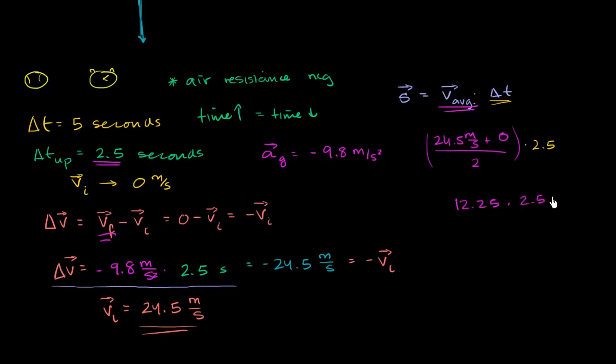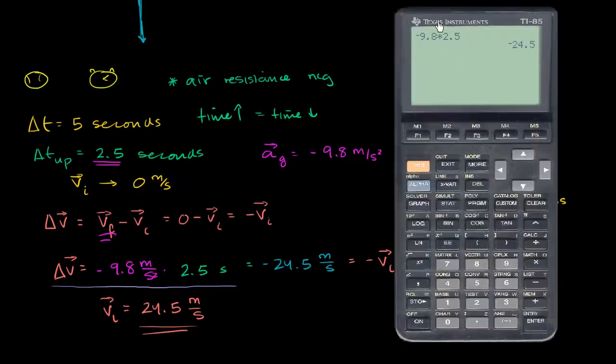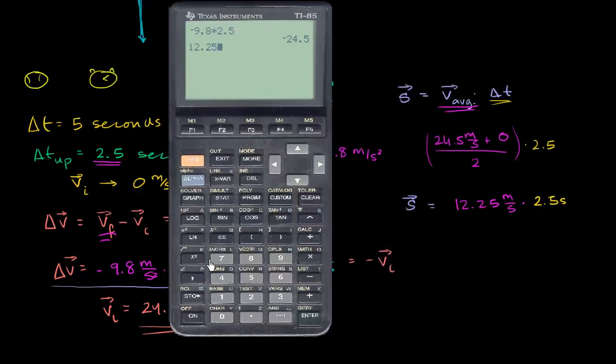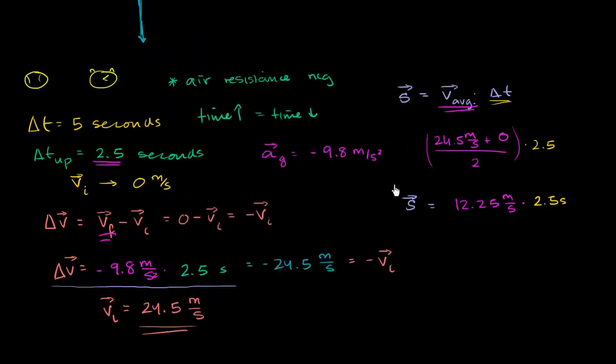2.5. And remember, this right over here is in seconds. Let me write the units down. So this is 12.25 meters per second times 2.5 seconds. And just to remind ourselves, we're calculating the displacement over the first 2.5 seconds. So this gives us, I'll get the calculator out once again, 12.25 times 2.5 gives us 30.625. So our displacement is 30.625 meters. These seconds cancel out.